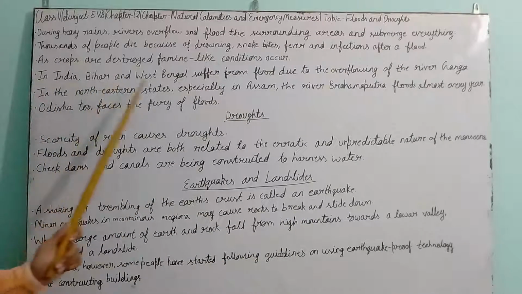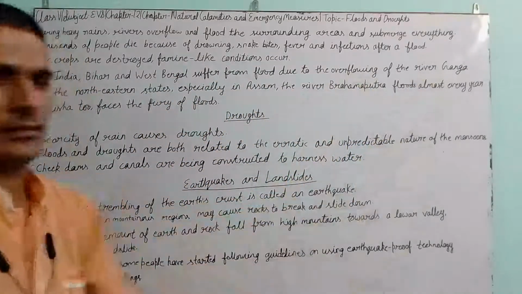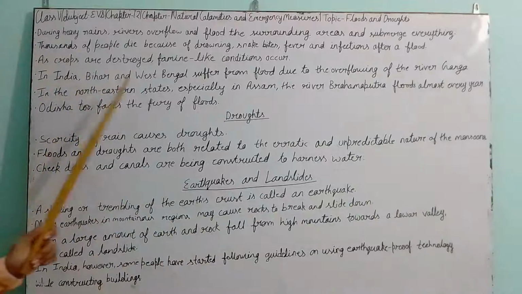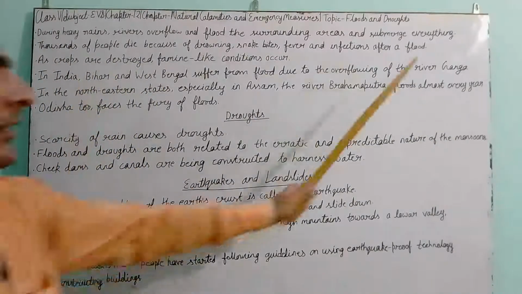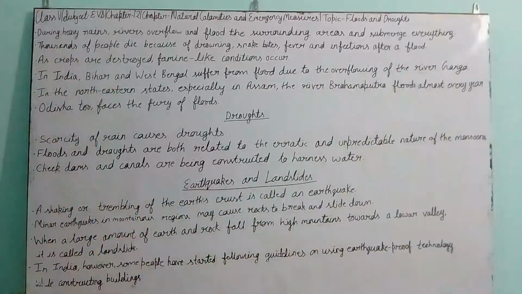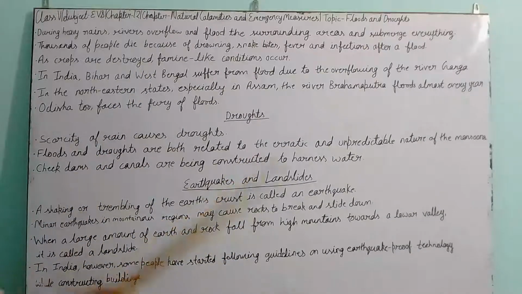In India, Bihar and West Bengal suffer from floods due to the overflow of the river Ganga. Bihar and West Bengal are the two states where the river Ganga flows, and almost every year flood conditions come in that river, and because of the flood, both states suffer and get damaged.